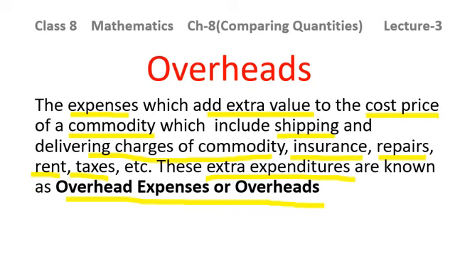So the expenses which add extra value to the cost price of a commodity, which include shipping, delivery charges of the commodity, insurance, repairs, rent, taxes, etc. These extra expenditures are known as overhead expenses or overheads.